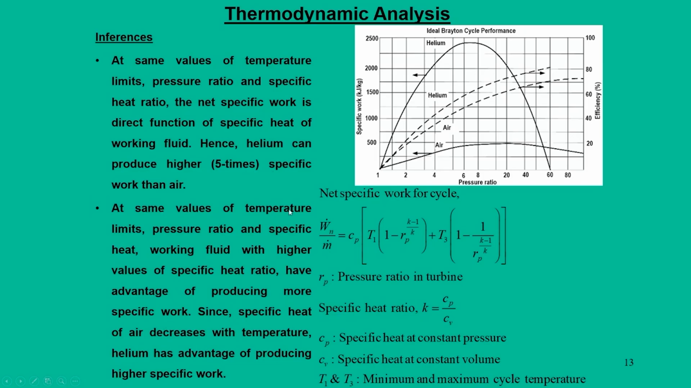Similarly, for same values of temperature limits, pressure ratio and specific heat, a working fluid with higher values of specific heat ratio has the advantage of producing more specific work. So there we have this ratio, that is Rp to the power (k minus 1) by k. This ratio plays a very vital role because the specific heat ratio for helium is higher.